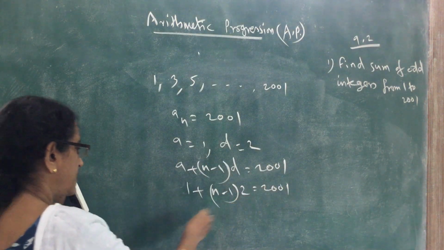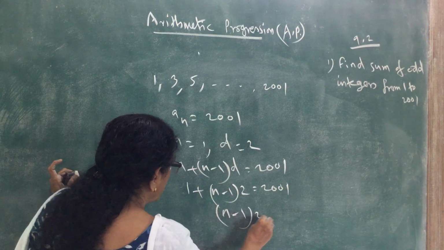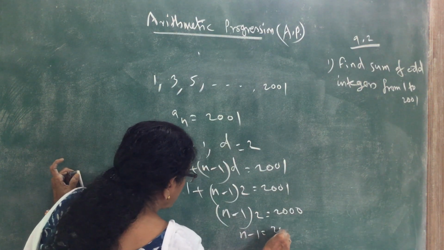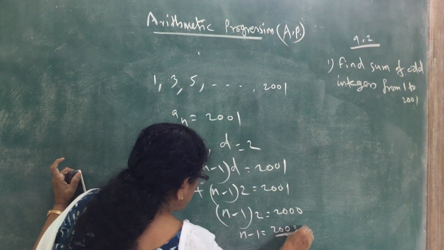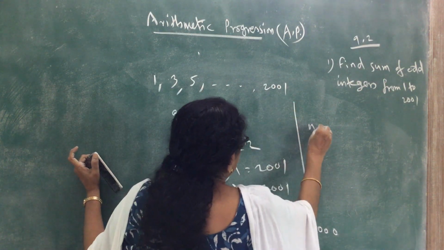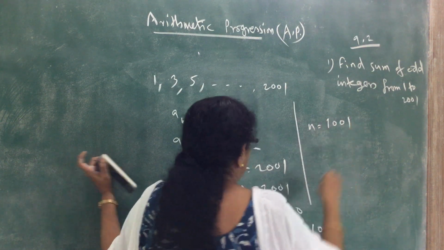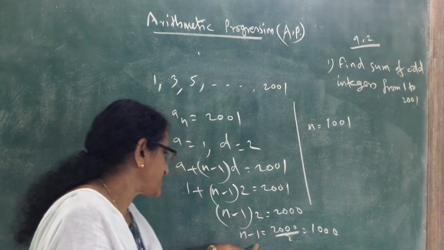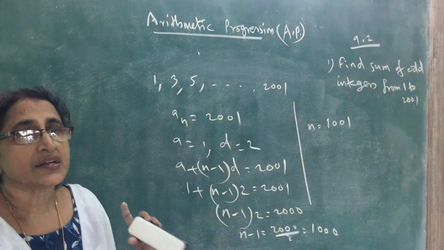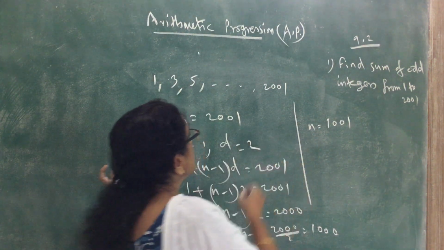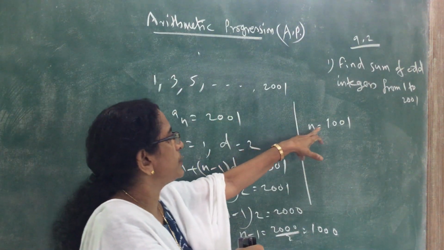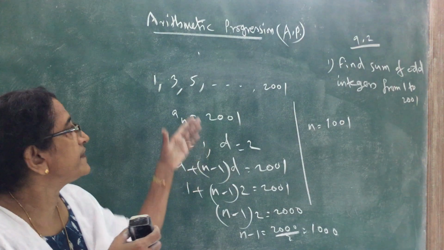So 1 plus n minus 1 into d, common difference 2, equal to 2001. First take 1 to that side. So n minus 1 into 2 equal to 2000. So n minus 1 equal to 2000 by 2, that is 1000. So n equal to 1000 plus 1, 1001. Now we can apply the sum formula, the sum to n terms. So here n means 1001 terms are there in this AP.